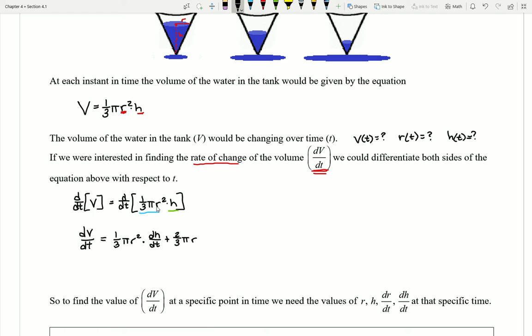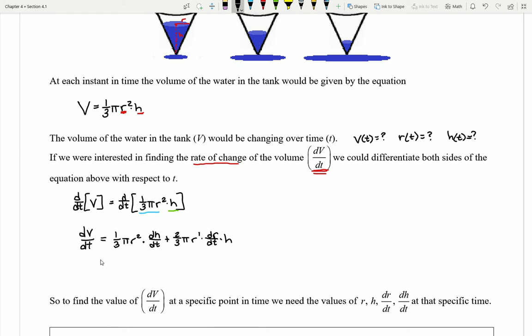But remember here that r is actually a bunch of stuff with t involved. And so I'm really using a chain rule here. So I'm going to do 1/3 pi stuff squared. And so its derivative is 2/3 pi stuff to the first times the derivative of that stuff. And then I leave the h alone. So here is a crazy derivative formula that would tell me dv dt.